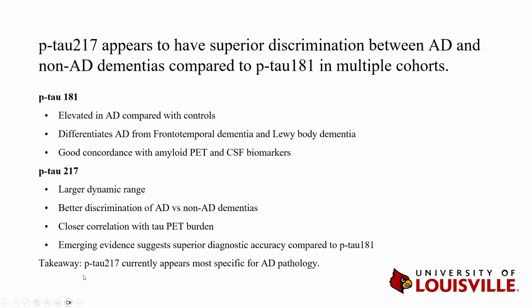I mentioned earlier, what is the difference between tau 181 and 217? If you had to pick, the quick takeaway is that 217 is more specific for AD pathology. It's better able to pick up AD patients from non-AD dementias and has closer correlation with tau PET burden. So again, if you had to pick, I definitely would lean towards 217.